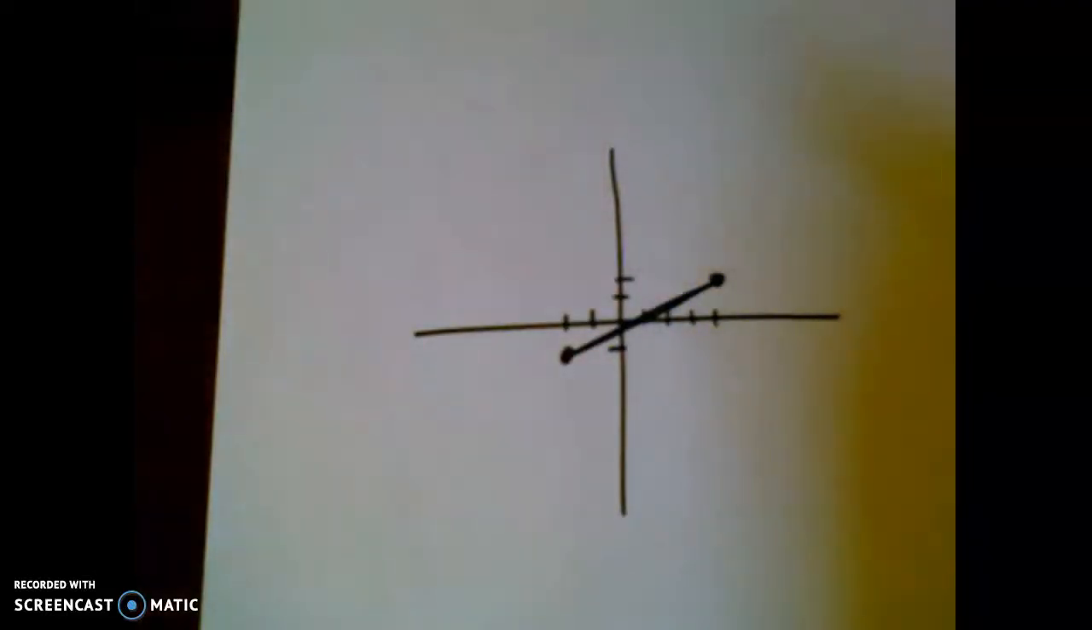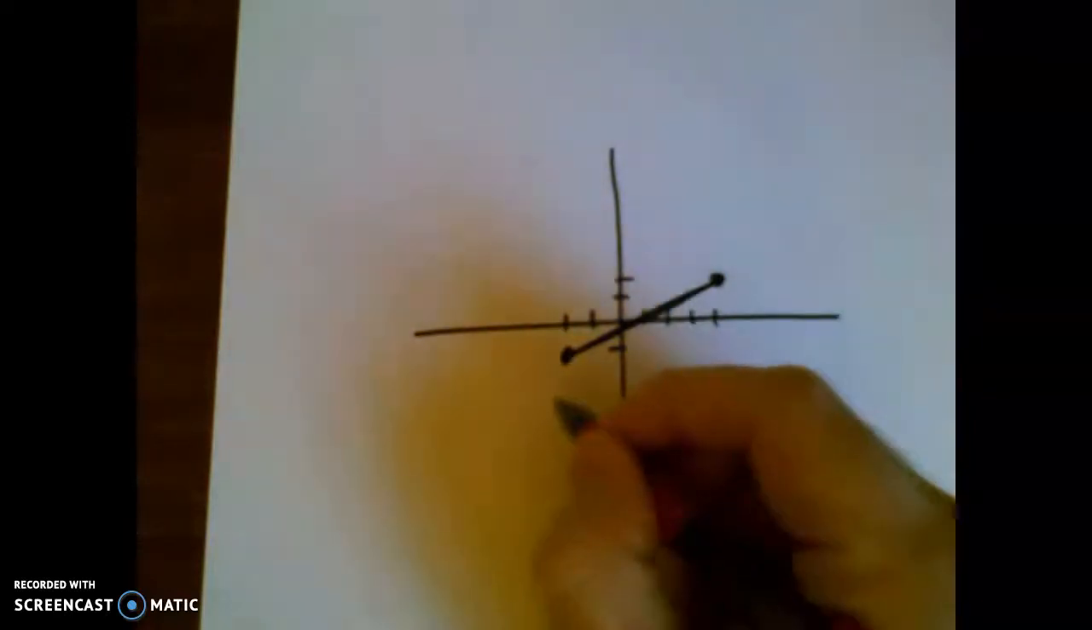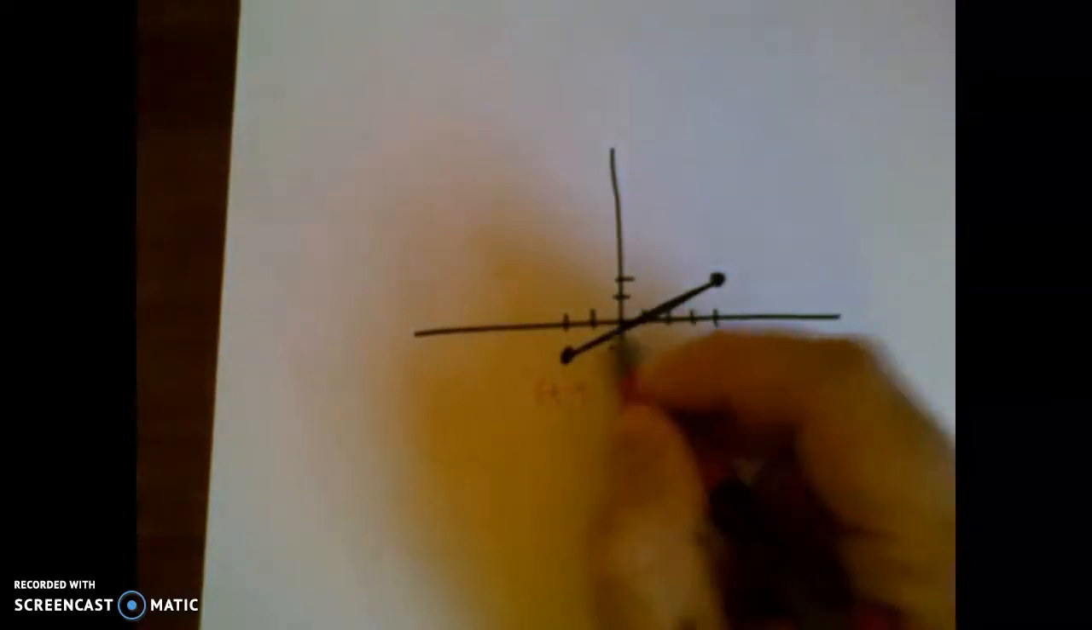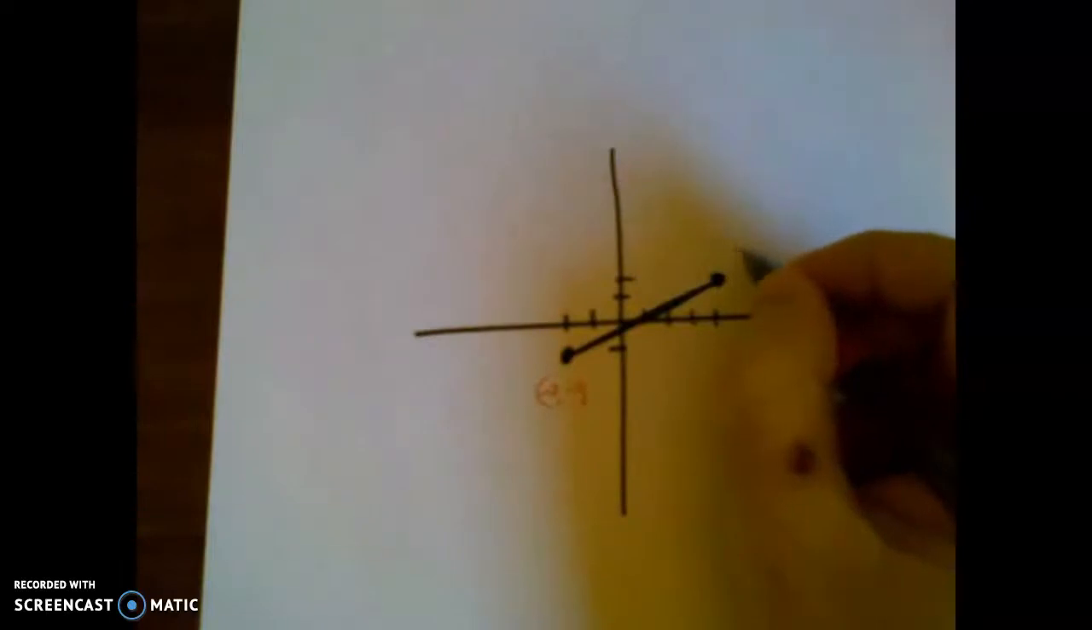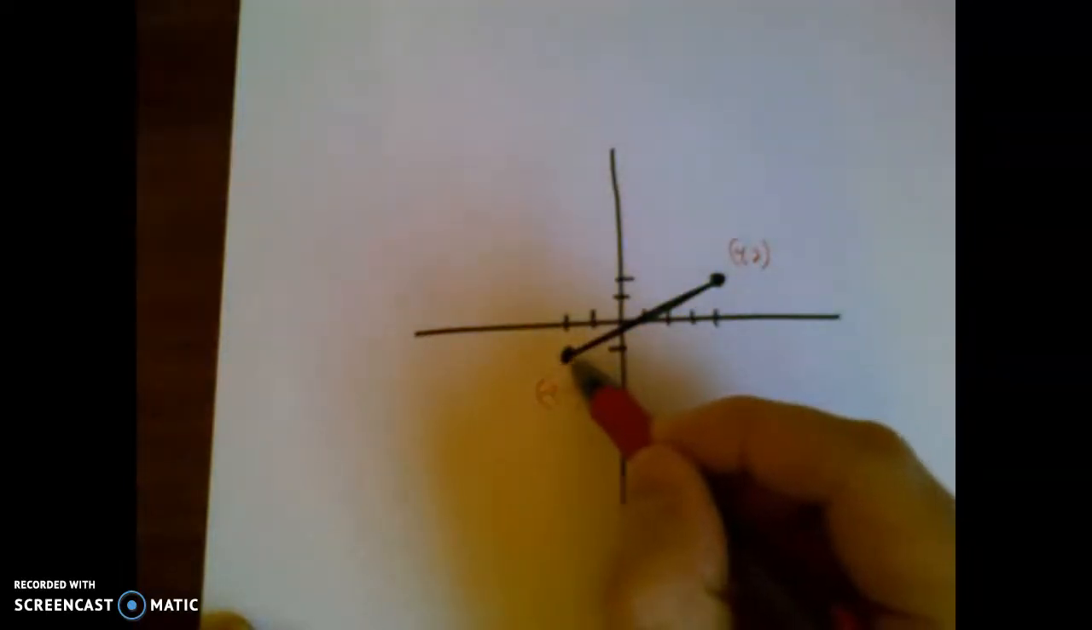This is for Saga Level 6, Problem 9. The question is asking you what the distance is from this point at (-2, -1) to this point, which is at (4, 2). The first thing we do is we can create a right triangle.